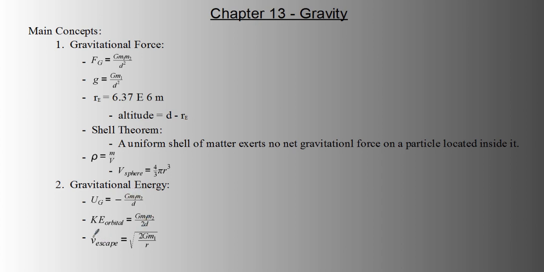And then you can use conservation of energy to talk about your escape velocity, and it turns out to be the square root of 2GM. This, by the way, is the M of the planet, not your mass, divided by r, which is the radius of the planet, or the distance from the center of the planet that you launch at. So that's the main overview. Let's get into more detail.